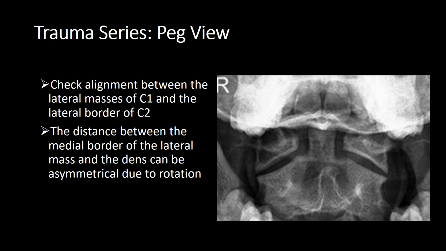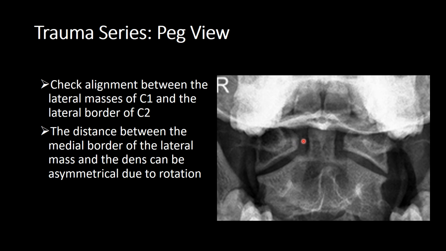The only exception is that we don't like to do the odontoid peg view in children under 5, because the lateral borders of C2 ossify later than the lateral masses of C1. So you get what's referred to as pseudo spread. Pseudo meaning false, false spread. So it appears that the lateral masses have slipped off the lateral border of C2, and this isn't the case. It just hasn't been ossified yet. So the peg view is not helpful in children under 5.